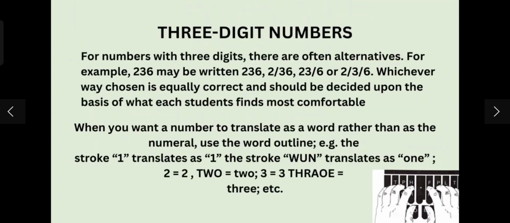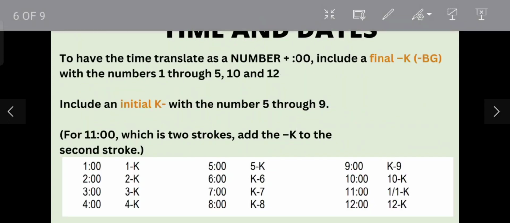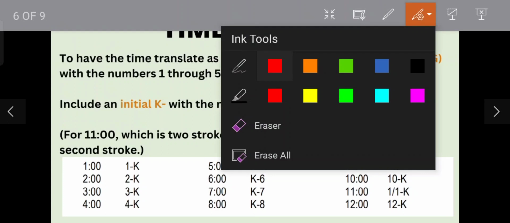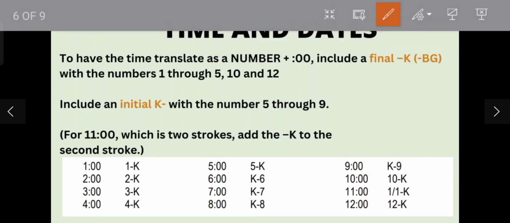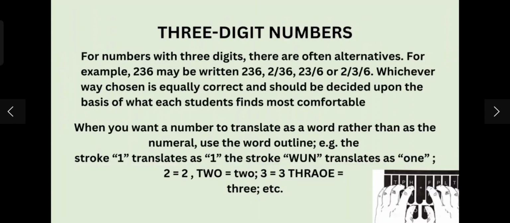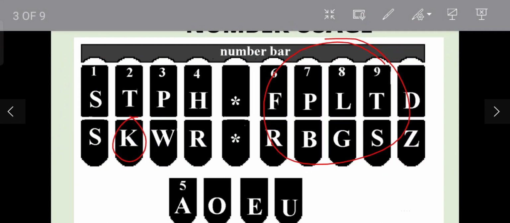Like for example, this one: 1 o'clock or 1K. It is not 1,000, guys. This is for time and dates. So that's 1K, 2, 3, 4, 5. Once you get to 6, K comes first, because when you go back in your steno keyboard, of course, it comes with it. So K goes first.